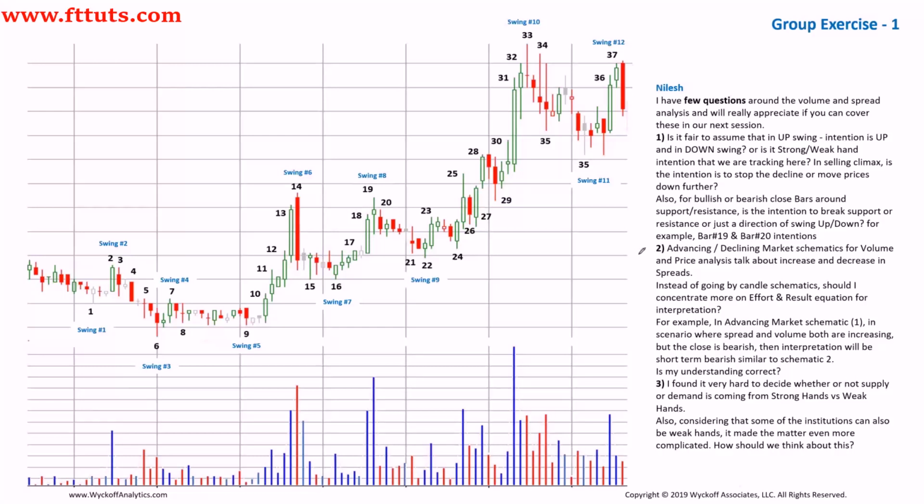Advance and decline in market schematics for volume and price analysis talk about increase and decrease in spread. Instead of going by candle schematic, should I concentrate more on effort and result equation for interpretation? You could do either.